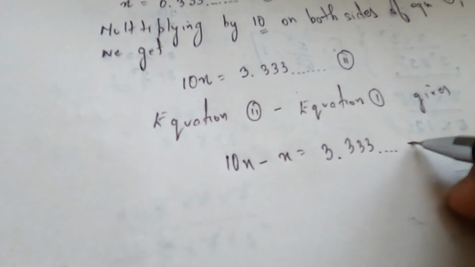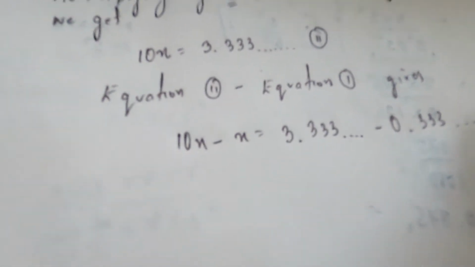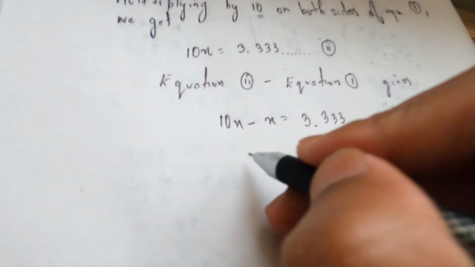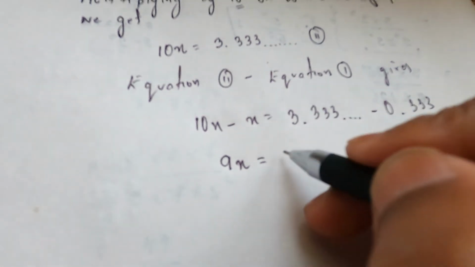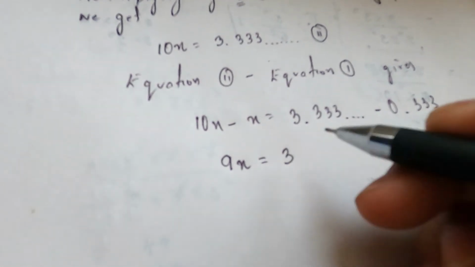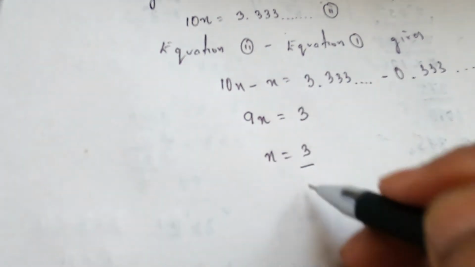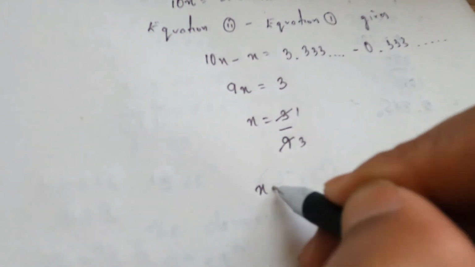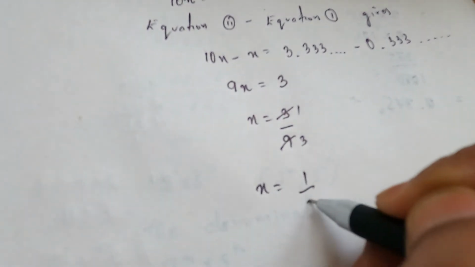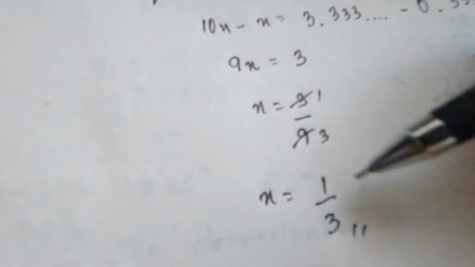3.333 dot dot dot minus 0.333 dot dot dot. What happens is after subtracting we will get 9x, and here we will be getting 3. So x is equal to 3 by 9, so x is equal to 1 by 3. This will be the rational number.